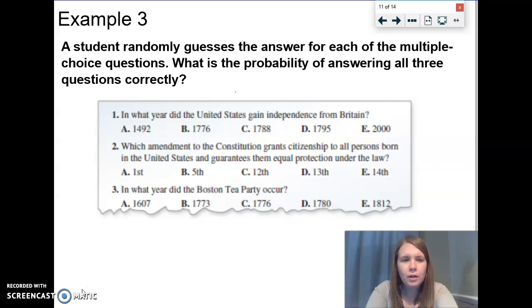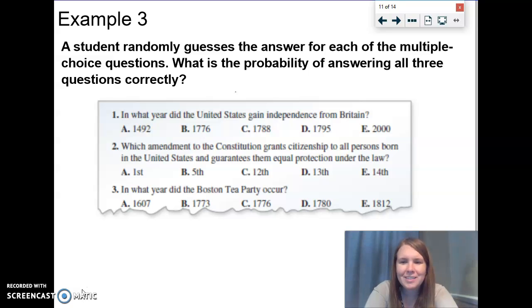So we were on to example 3. I just didn't have quite enough time in the other video to get through everything that I needed to talk to you about, so we extended into the next video. Here's what example 3 says: a student randomly guesses the answers for each of the multiple choice questions. What is the probability of answering all 3 questions correctly?